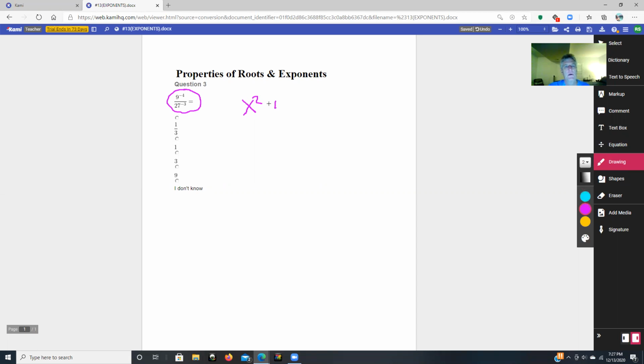x squared plus x squared, I don't do anything with the exponent. What I'm looking for is the same base. When I have the same base, I can combine these. So I'm going to have 2x squared. Now, if I had x squared times x squared, now I'm going to add the exponent. So now I'm going to have x to the 4th power.